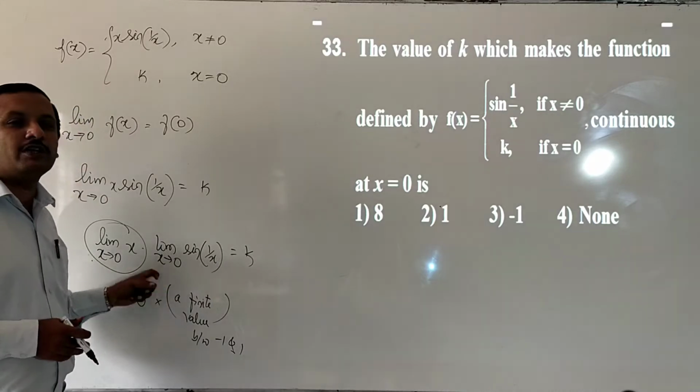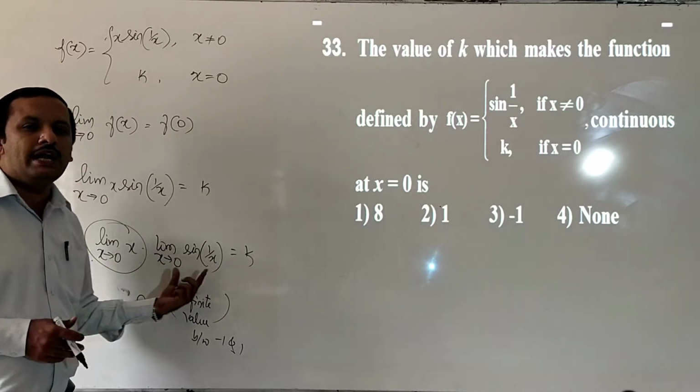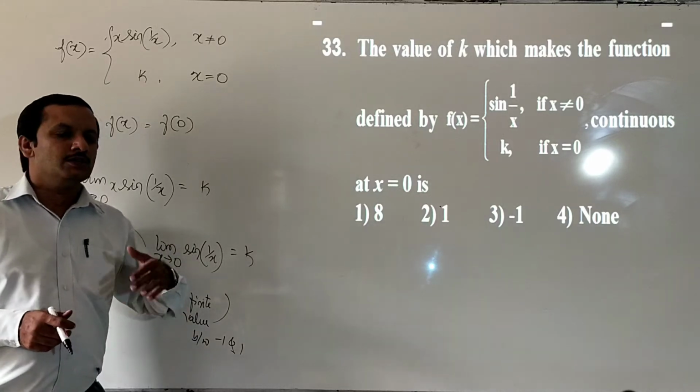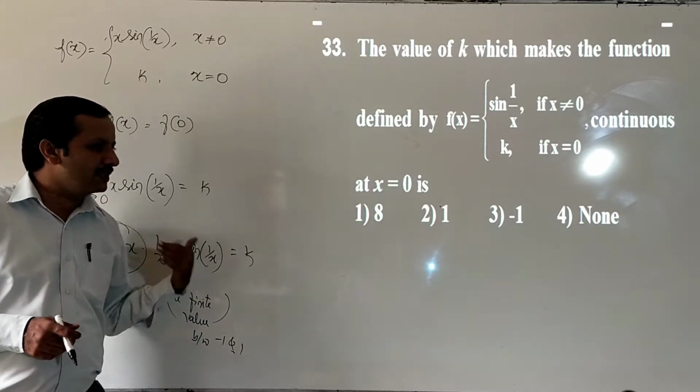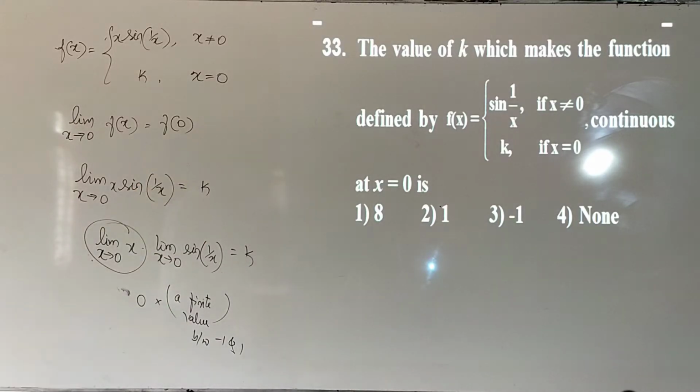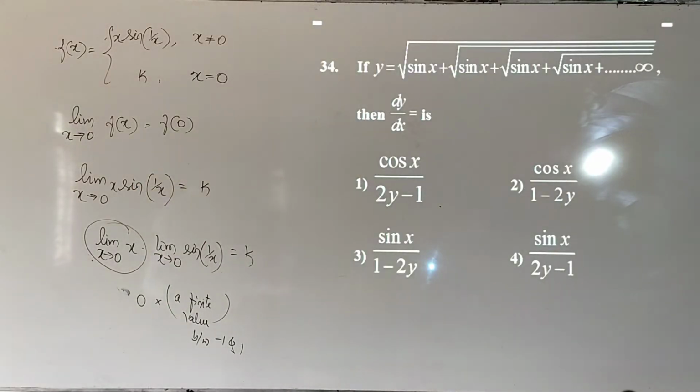But if you consider the product of these two, then this will tend to 0 and this is the finite quantity between minus 1 and 1. So their product will be equal to 0. So if that is the case, then the k value would have been 0. But now none of this is the answer with the given function. Okay. Let's look at 34th question.